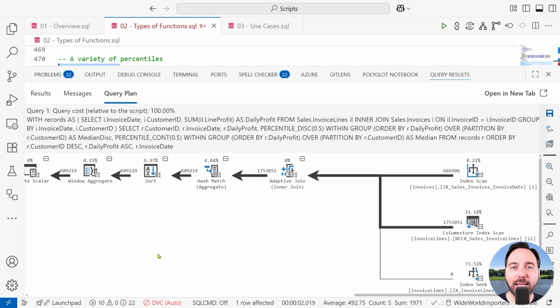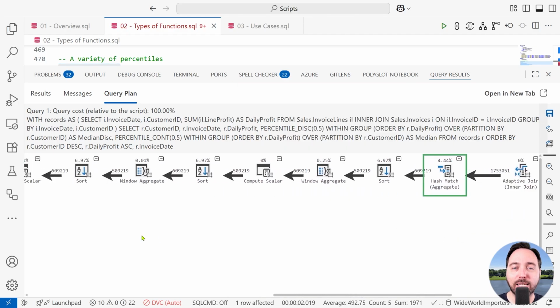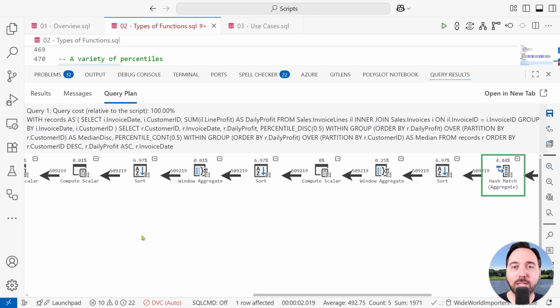We start with an adaptive join of invoices to invoice lines. Then we hash match the data to get 509,219 customer ID and date combinations. We sort this data and feed it to one window aggregate.